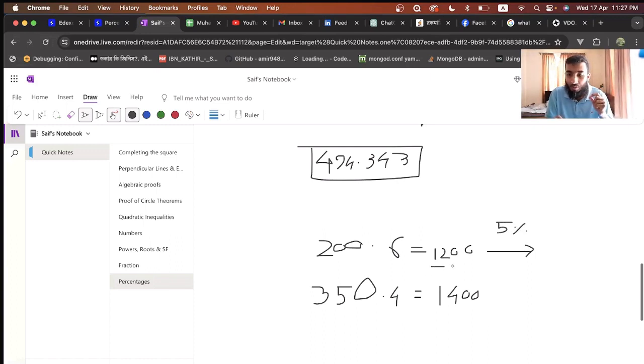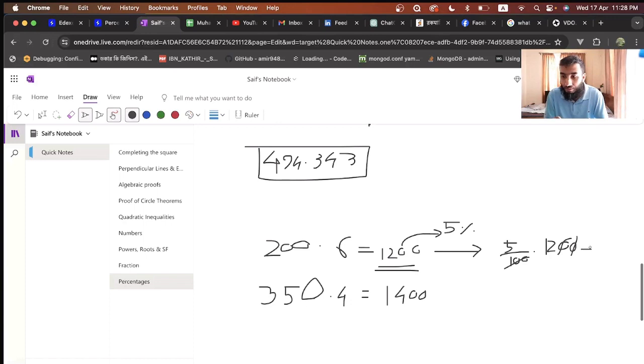Because the car insurance amount is 1200, he earned 5% of 1200. So what is 5% of 1200? 5 by 100 multiplied by 1200, right? So this is 12, right? So we get 60. So he earned 60 pounds from the car insurances.